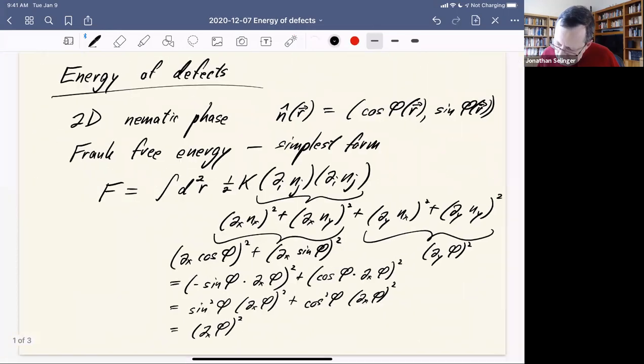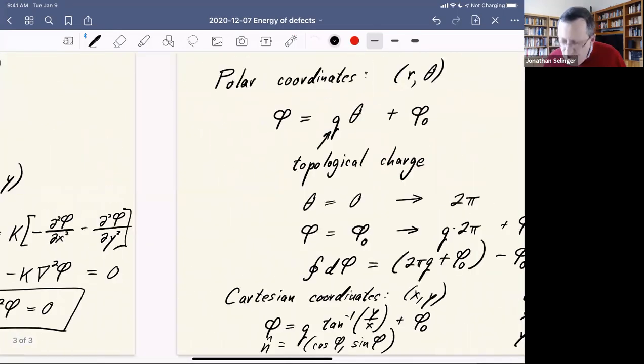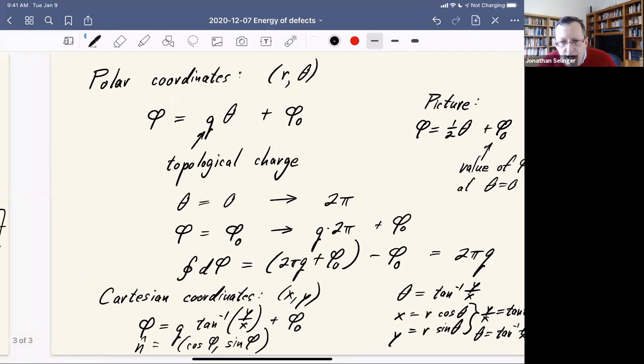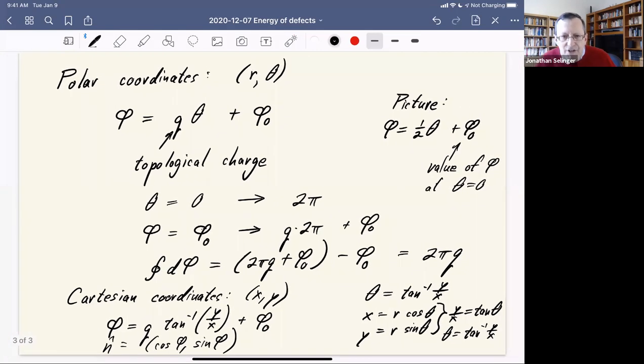Right, okay, good. So now we have this. Here we have an equation for the phi angle in terms of either Cartesian coordinates or polar coordinates. Okay, you guys good with this so far?